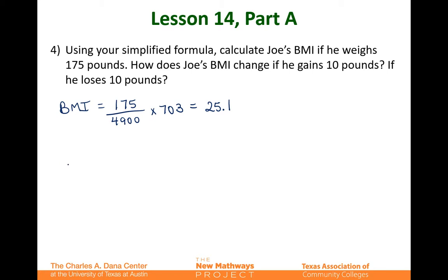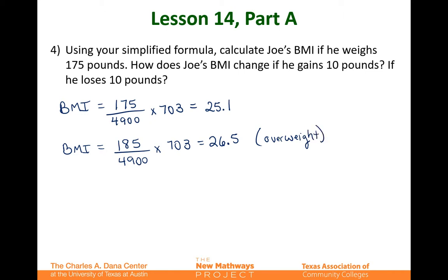Now, if he gains 10 pounds, we know he's going to be over it even more. So 185 divided by 4,900 times 703, and his BMI is now up to 26.5. This would be considered overweight. It would not be considered obese. It's not extremely unhealthy, but obviously they consider this to be about 10 or 15 pounds too heavy.